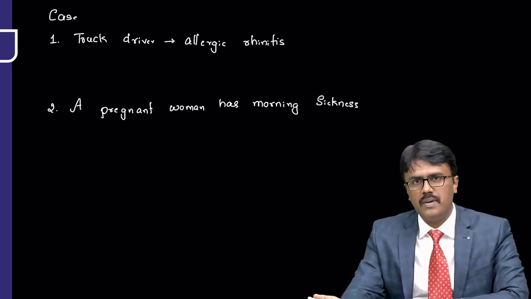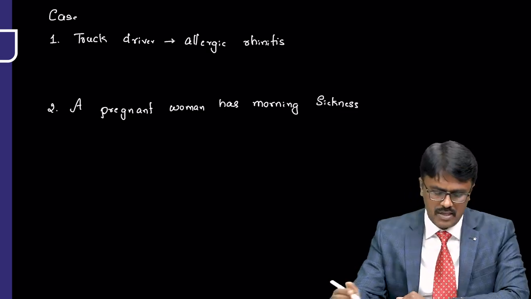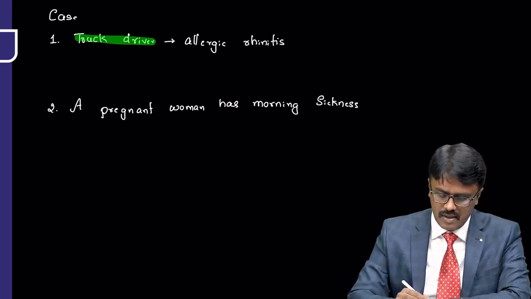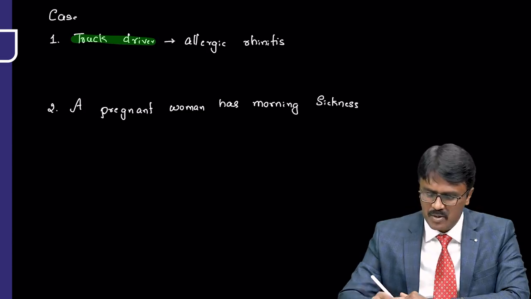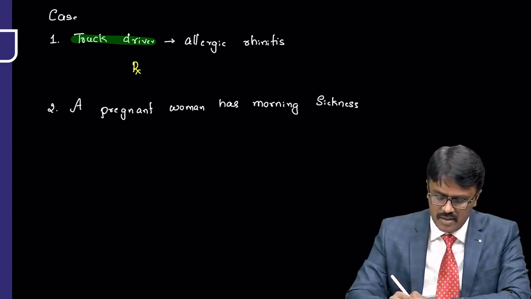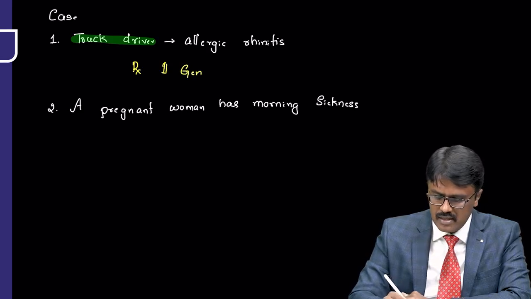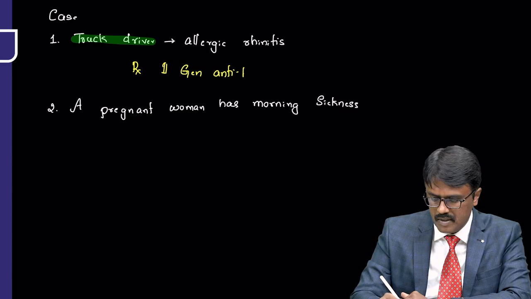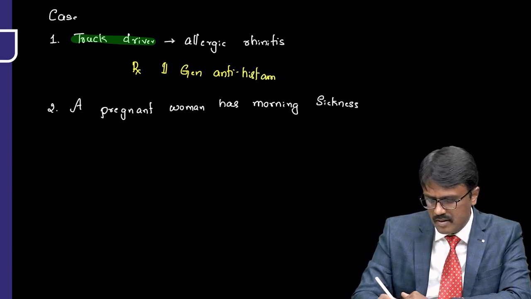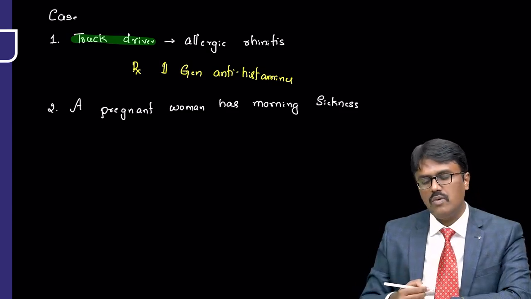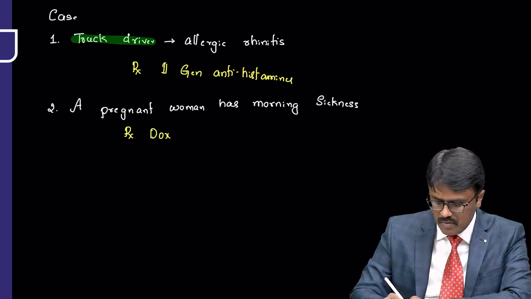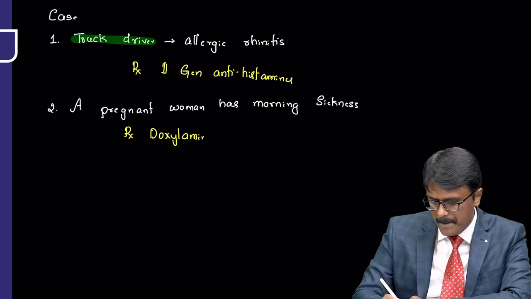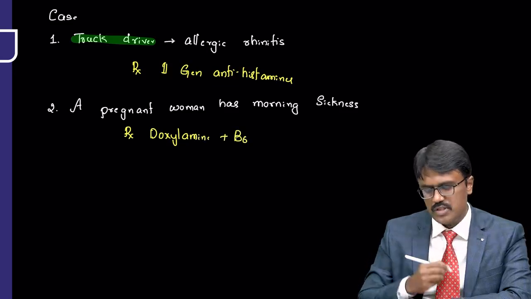Before I conclude this topic, I just want to analyze certain cases here. Now please see the case. First case is a truck driver who has allergic rhinitis. Will you prefer first generation or second generation antihistamine? Obviously, for a truck driver, treatment should be the second generation antihistamines. Next, a pregnant woman has morning sickness. What is the best treatment for that? The treatment is a combination of doxylamine plus pyridoxine, that is the drug of choice.